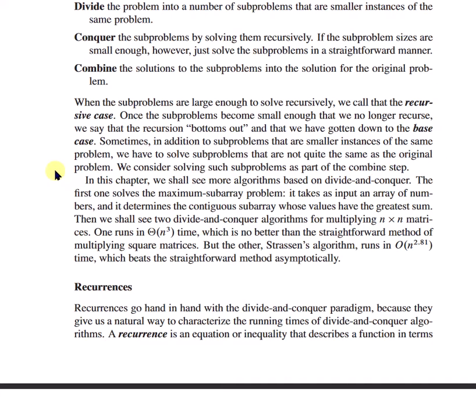In this chapter, we shall see more algorithms based on divide and conquer. The first one solves the maximum subarray problem. It takes as input an array of numbers and determines the contiguous subarray whose values have the greatest sum.